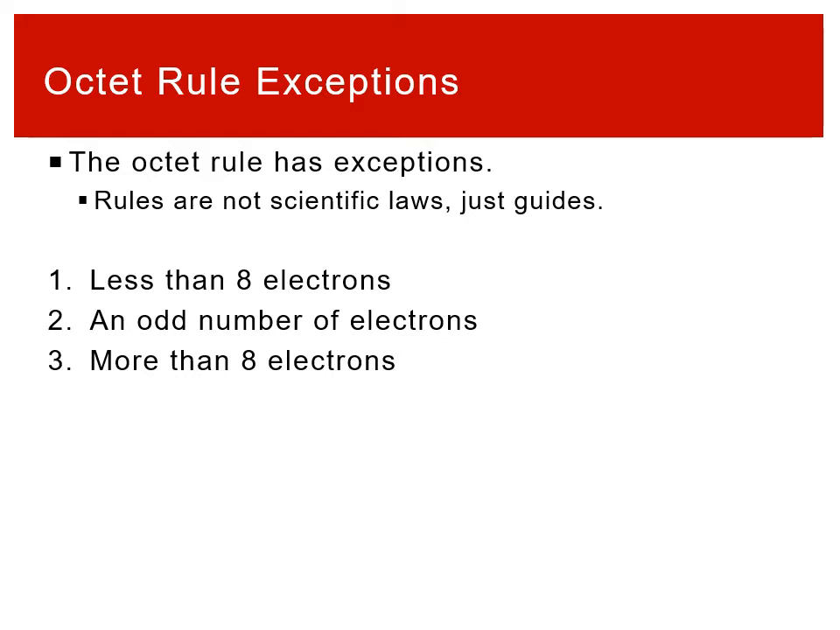And there are a couple of different reasons. You can have more than 8 electrons, you can have less than 8 electrons. You can also have a slightly different situation where an atom has an odd number of electrons associated with it. And so we're going to talk through these and look at how they function.